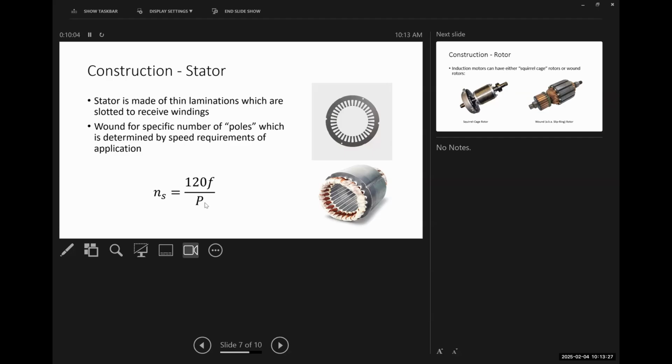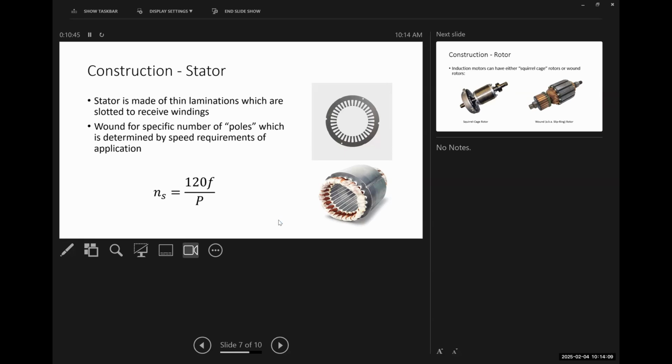So essentially, a 4-pole motor is going to spin more quickly than an 8-pole motor, et cetera. The number of poles that we have is going to cause our stator field speed to go down, which will in turn cause our rotor speed to also go down. So that's our stator. Just a big electromagnet, usually connected in a Y configuration.